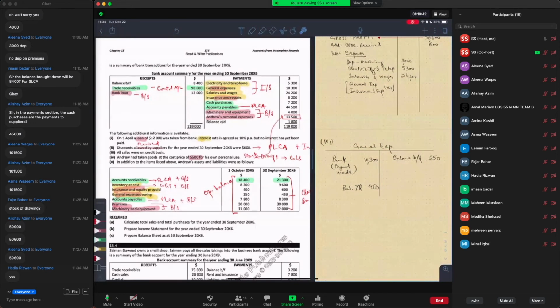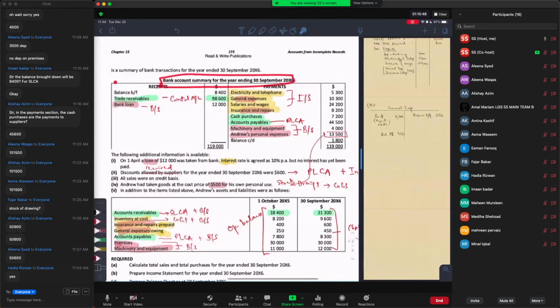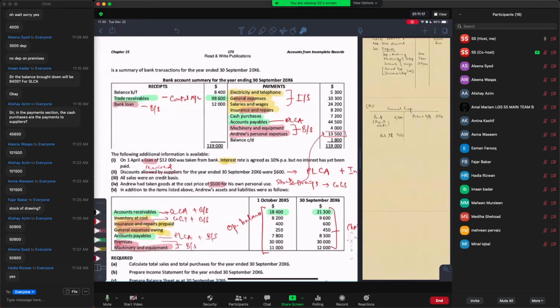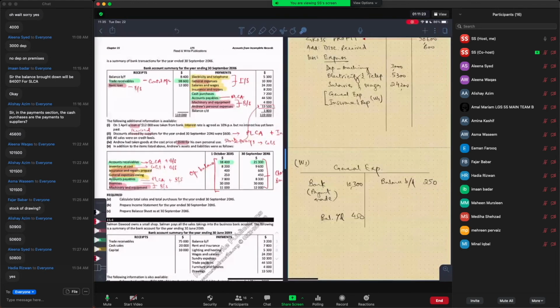You are given the bank account summary, right? This is your bank T account. Okay, this is the T account for your bank. Basically, your cash book is being presented over here. So you see general expenses on the credit side here. You paid for general expenses 10,300. So what's the double entry for this? Bank account is being credited here. You can see it's on the payment side, the credit side. So bank account is being credited 10,300. Then general expenses account should have been debited. And that is what we are doing here. In fact, it was debited. So we are showing this debit entry here in the general expenses account. Right, Hadia? You understand?